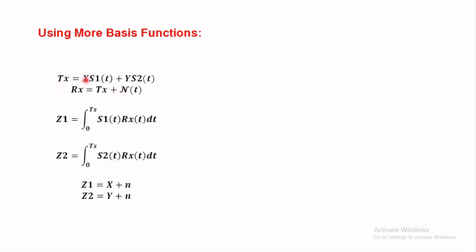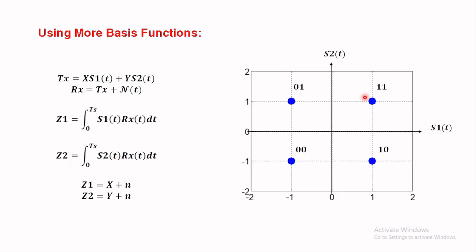So the transmitted signal will be some value times s1 of t plus some value times s2 of t, which are the two base functions. And the received signal will be the transmitted signal plus some noise. The receiver can multiply the received signal by each of the base signals and integrate them to find Z1 and Z2, which are the projections of the received signal on each of the axes or on each of the base signals.